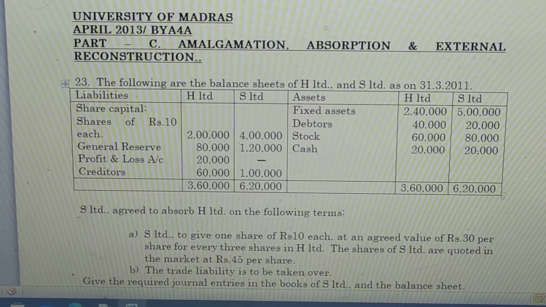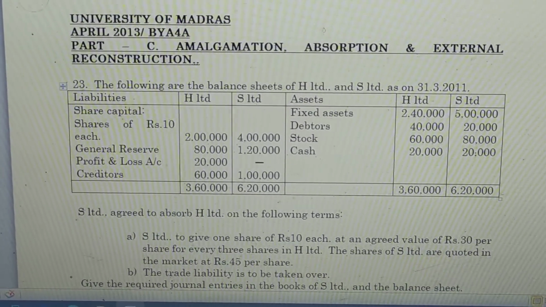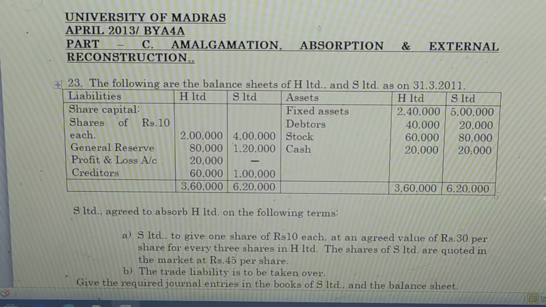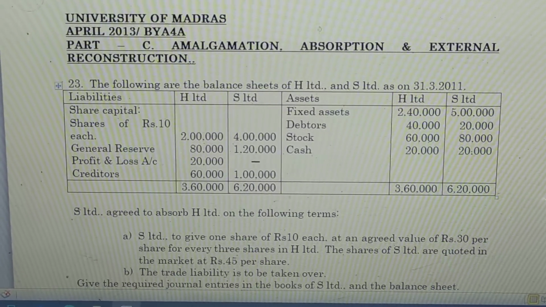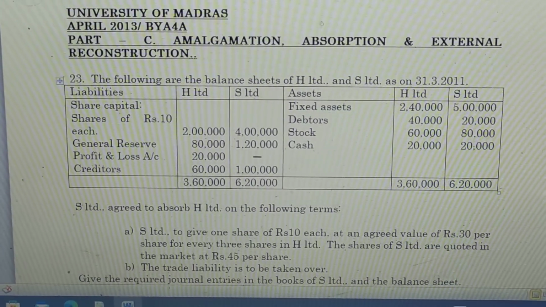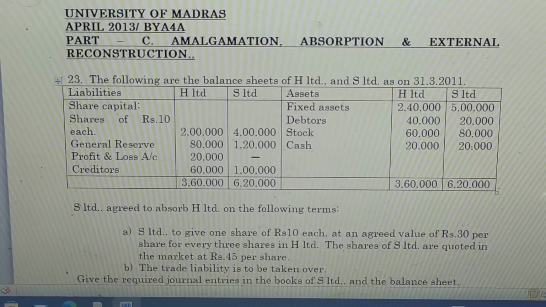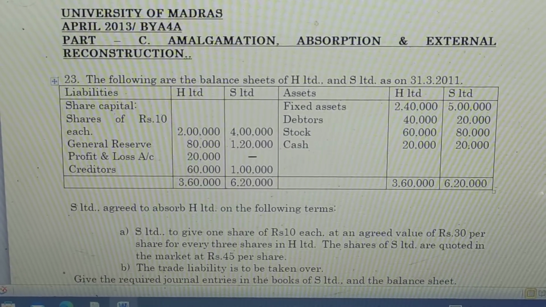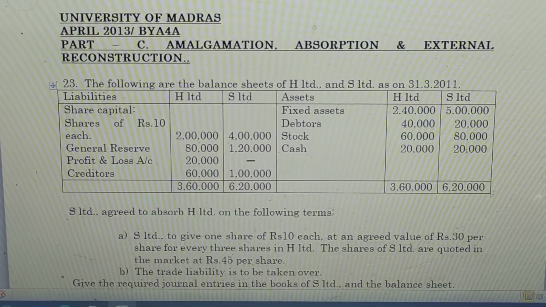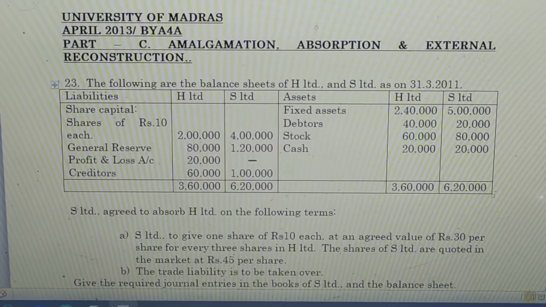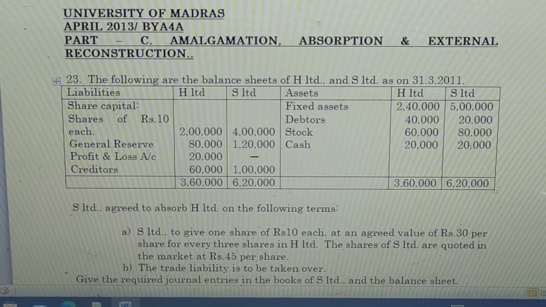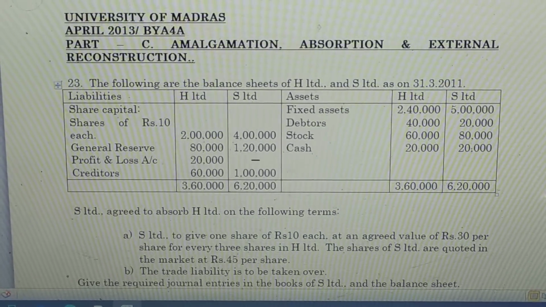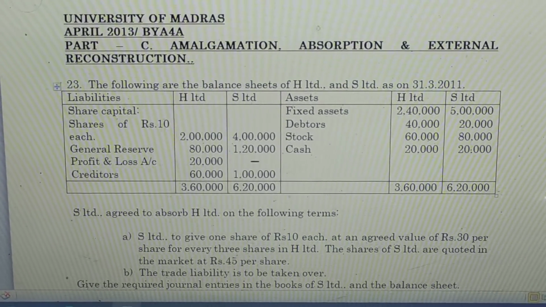On the assets side: fixed assets 2,40,000 for H Limited, 5 lakh for S Limited; debtors 40,000 for H Limited, 20,000 for S Limited; stock 60,000 for H Limited, 80,000 for S Limited; cash 20,000 for H Limited, 20,000 for S Limited. The total assets are 3,60,000 for H Limited and 6,20,000 for S Limited.